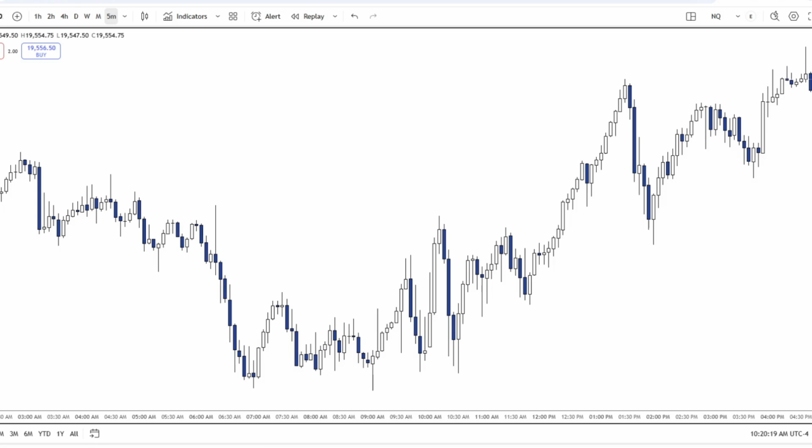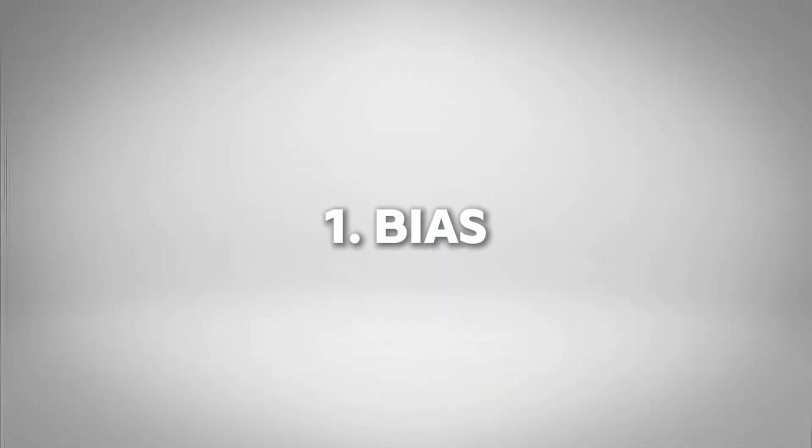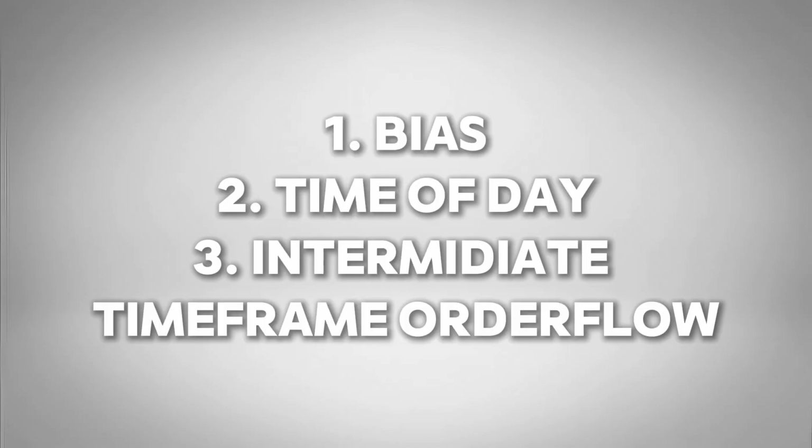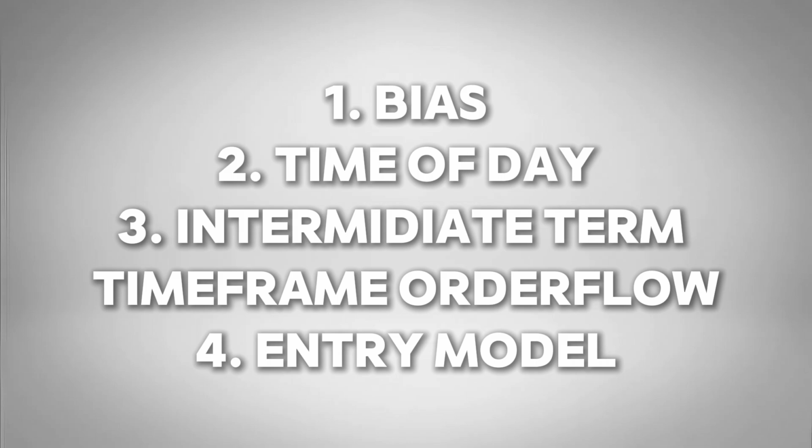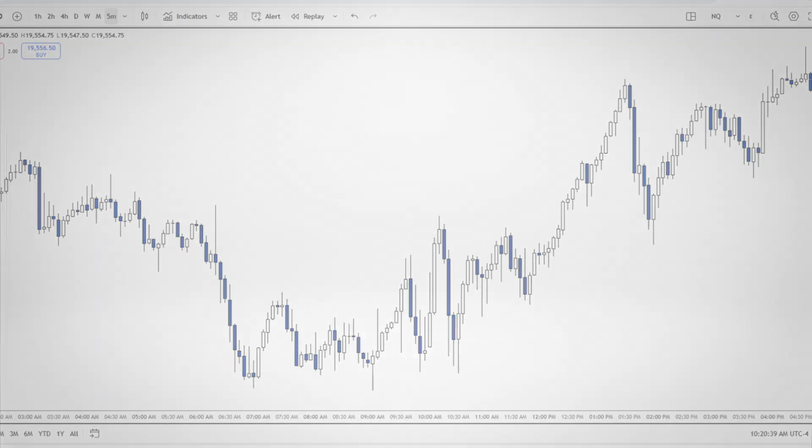The 4 steps that you're going to need to know: 1, it's going to be bias; 2, time of day; 3, intermediate time frame order flow; and lastly, your entry model. Let's start off with bias.